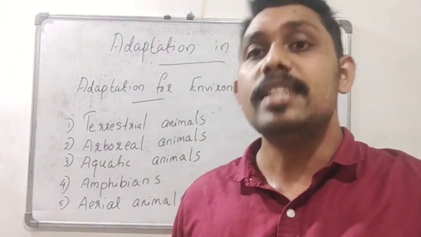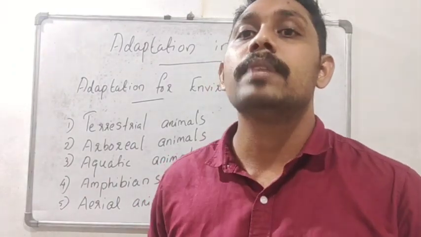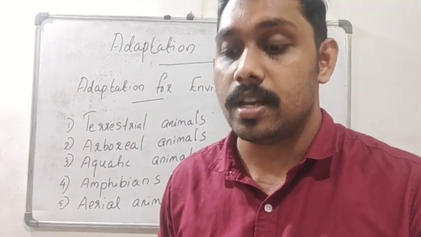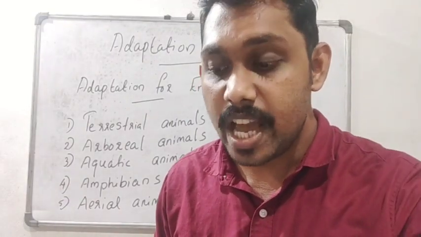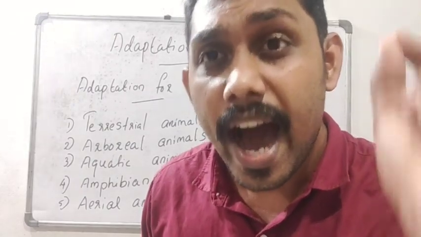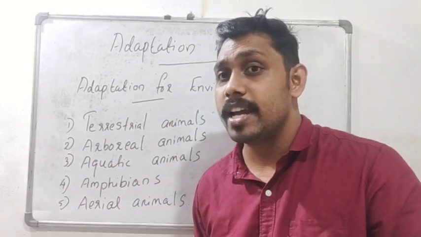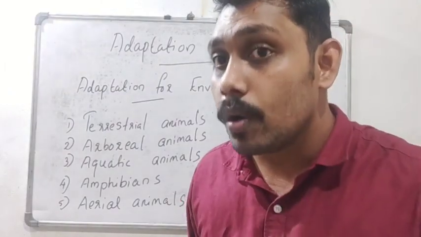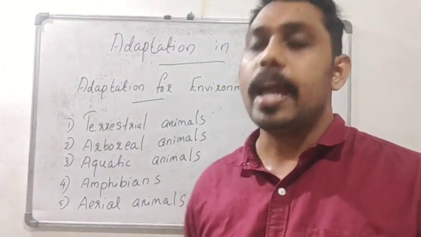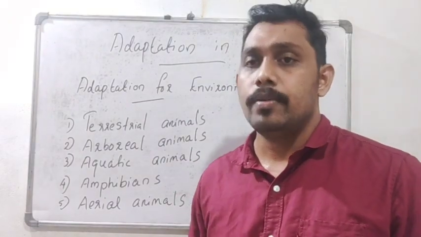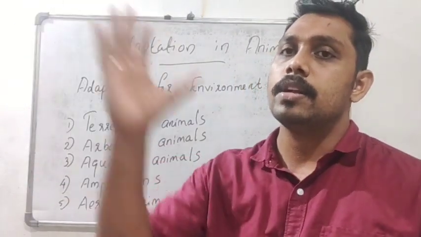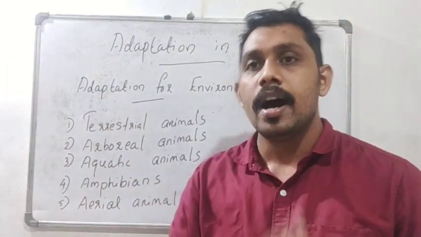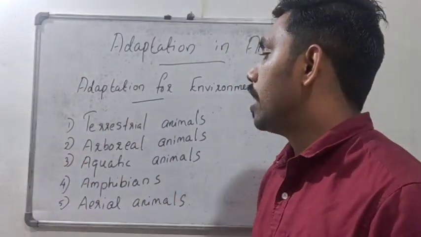This situation is called hibernation. What is this situation called? This winter inactivity or sleep is called hibernation. Very important point, my dear students. This winter inactivity or sleep is called hibernation. So among terrestrial animals, some animals go for a long sleep, and that activity is called hibernation. That is the first type.